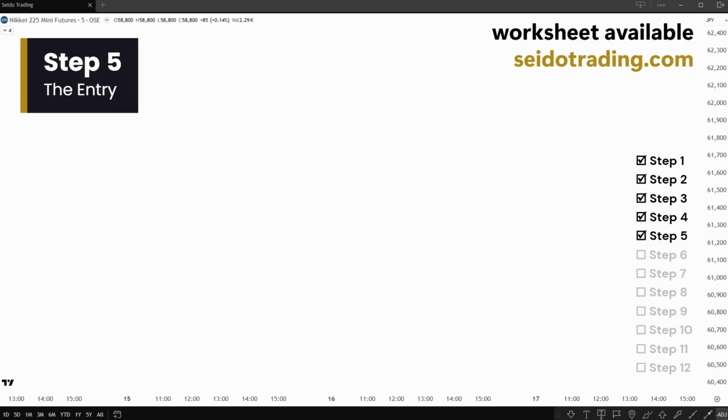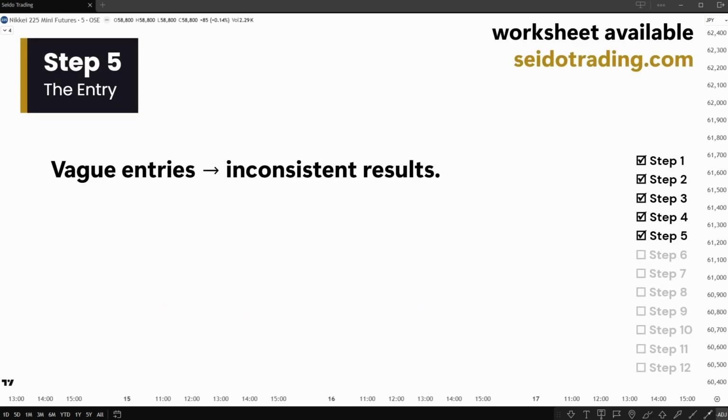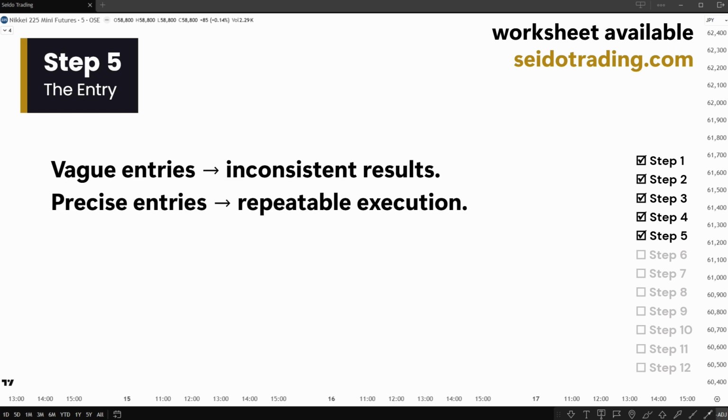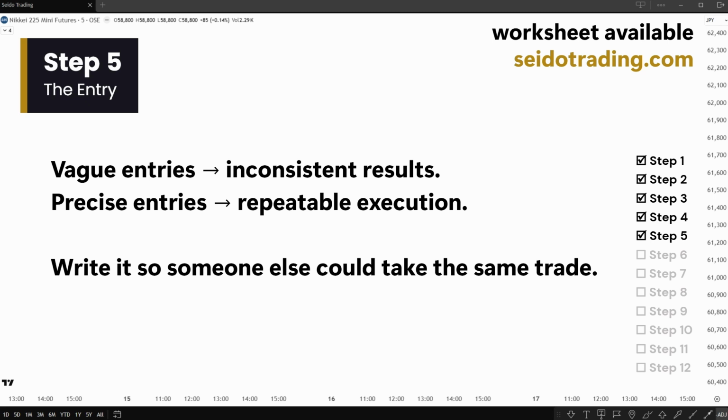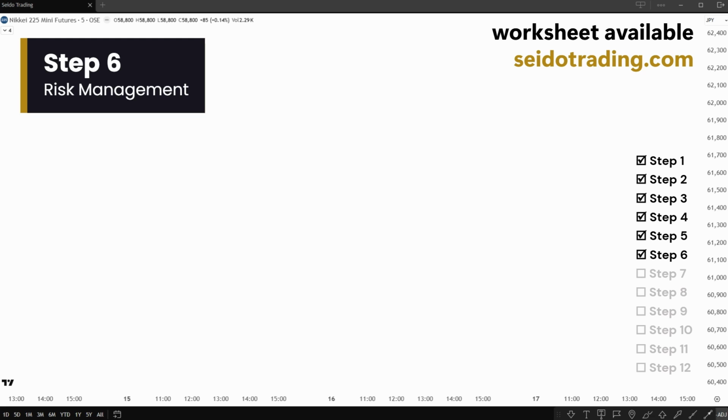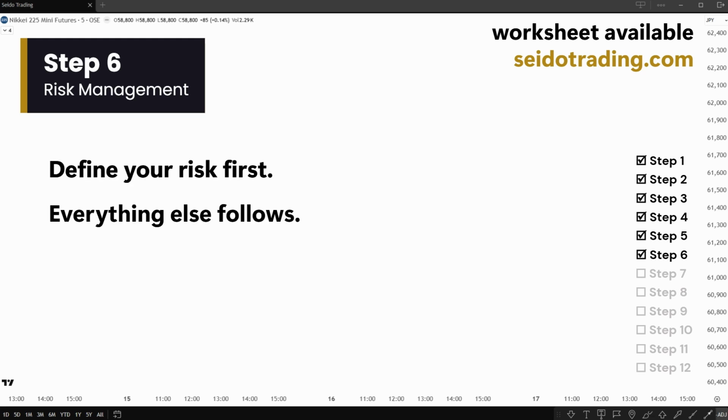So step 5, entries. Define your entry, the order type you'll use to enter, and any confirmation required before execution. Precision here is what separates a setup from a trade. Step 6, risk management. Risk management is the foundation that everything sits on.